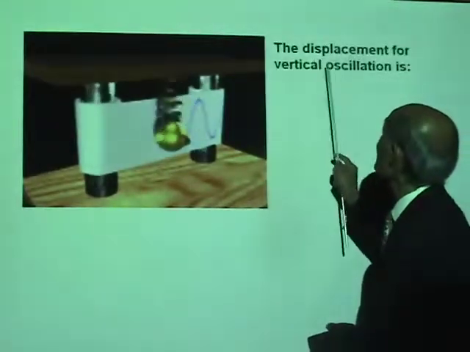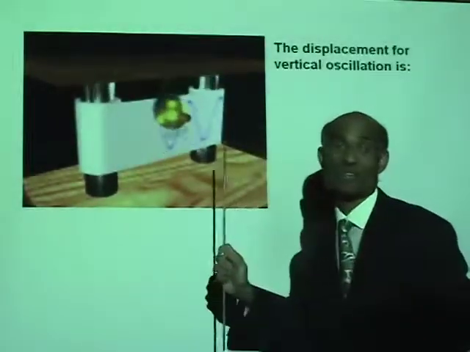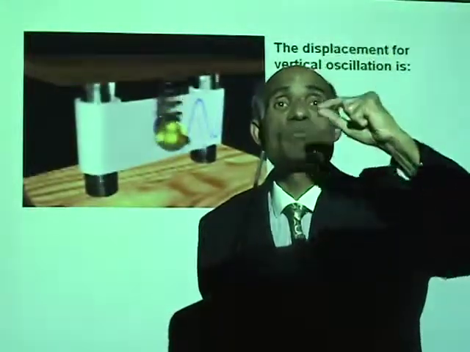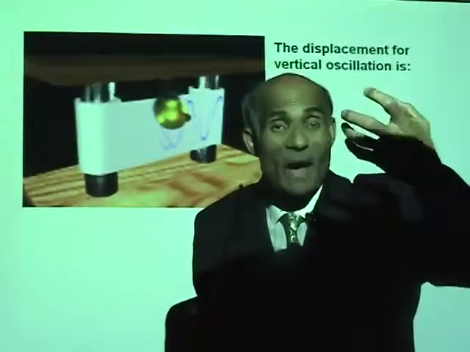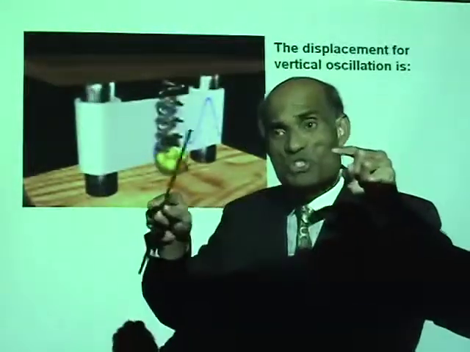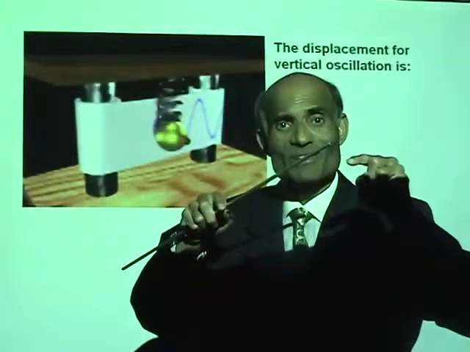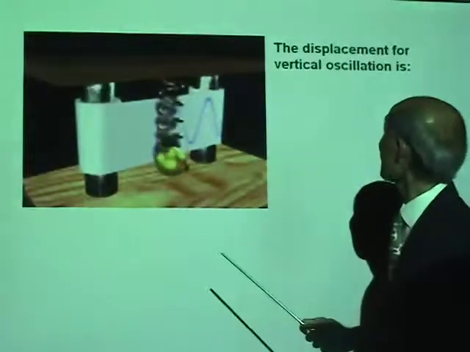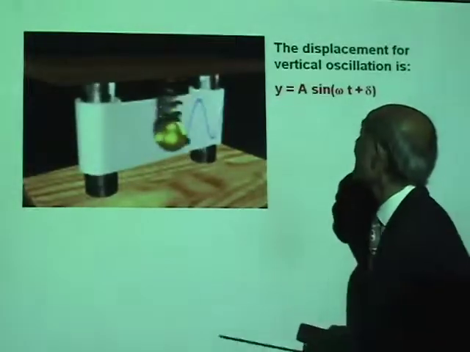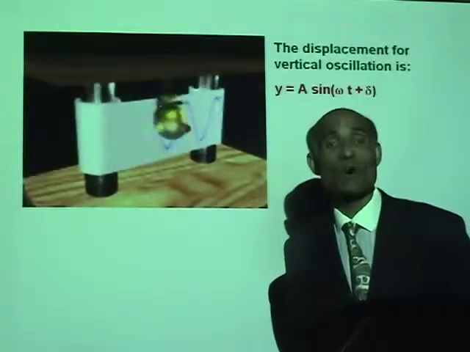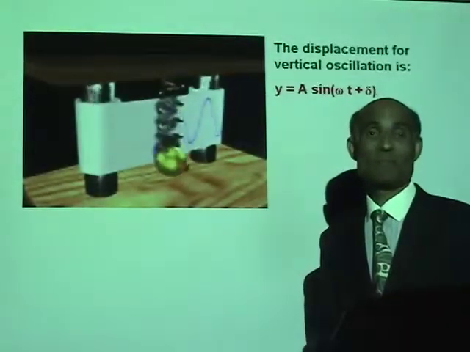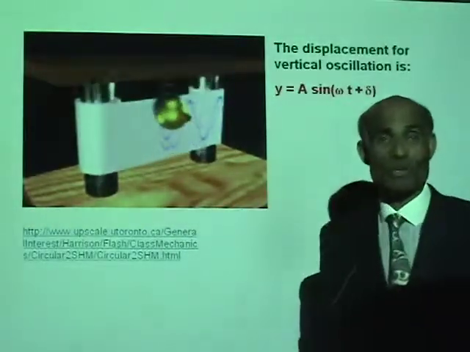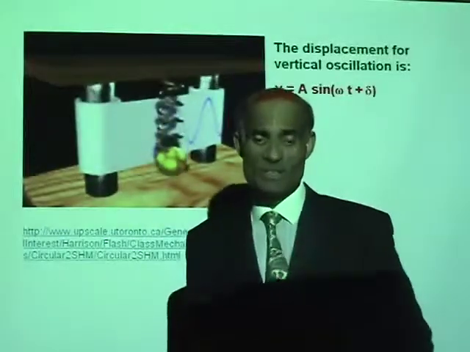So the displacement for vertical oscillations, you see, normally when you measure distances in a vertical direction, we call it y. What do you call it if distances are measured in the horizontal direction? We call it x, don't we? So the displacement for vertical oscillation is y equal to a sine omega t plus delta. You see, an oscillation can also be horizontal. Have you seen a horizontal oscillation?